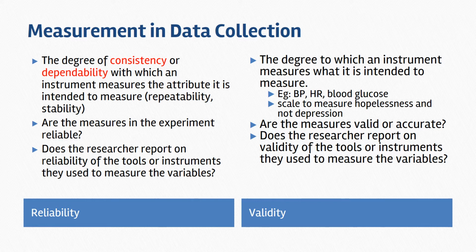Okay, we're going to look at measurement in data collection. And this is really important specifically when we are measuring abstract concepts. So let's start by looking on the left-hand side at reliability. Reliability is the degree of consistency or dependability with which an instrument measures the attribute it is intended to measure. So is the measurement tool repeatable? Is it stable over time? Is it dependable? Is it consistent?